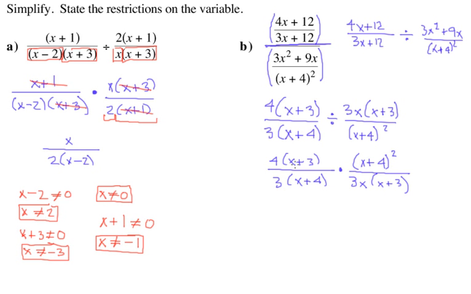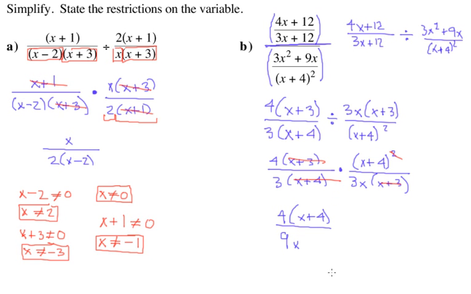And now, as we hoped, a bunch of stuff cancels. The x plus 3's cancel. This x plus 4 cancels one of those x plus 4's. And so now we have 4 times x plus 4 over 3 times 3 is 9. We have an x, and that's it in the denominator, I guess, just 9x.